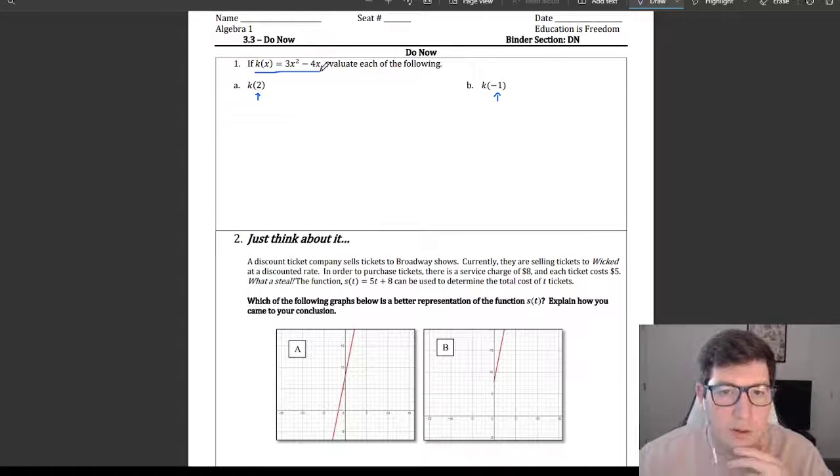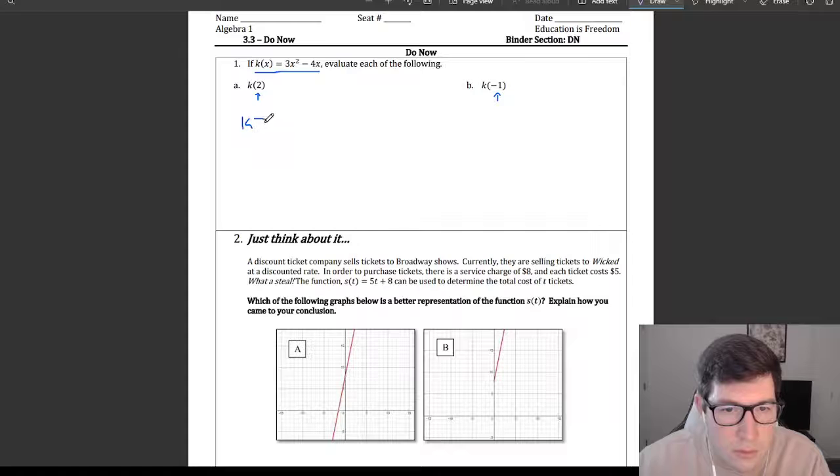We're given inputs, and remember from yesterday from our notes, whenever we're given inputs, we simply take that input and substitute it in for every x in our problem. So we're going to go ahead and do that. So for k of 2, we're going to have 3 times 2 squared minus 4 times 2.